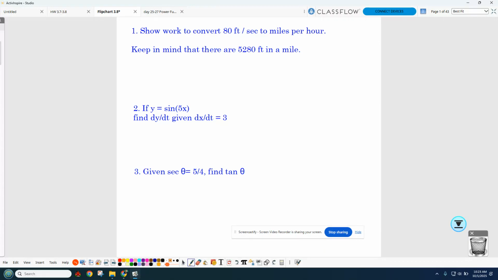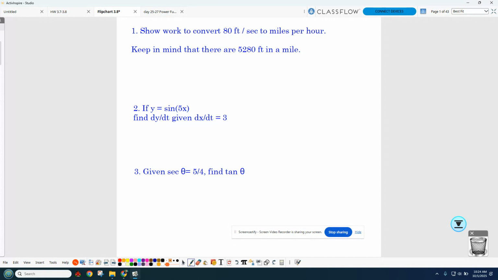The second one, the derivative with respect to t. How do I do that? Well, first I did dy over dx, and I got the 5 cosine of 5x. And then you can multiply both sides by dx over dt. And so the left side becomes dy dt. And then we're given dx dt, so we can plug that in. And again, I see it just as converting the units.